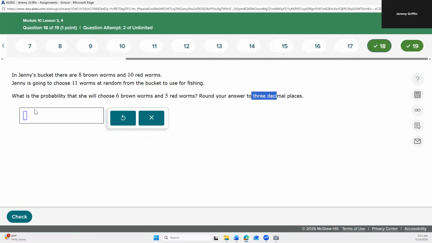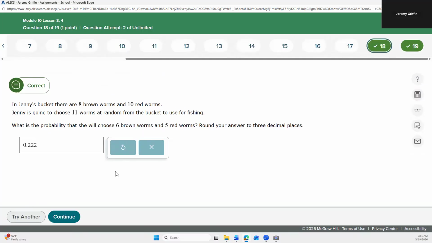Let me see if that's what they were looking for. Yeah, 3 decimal places, 0.222. That should be the answer. And I think that makes sense too. About 20-something percent seems reasonable. Yeah, that's it.